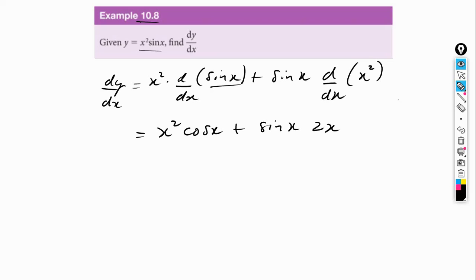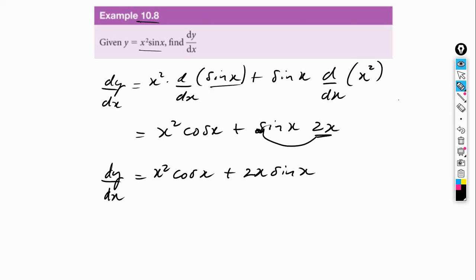And normally we like to write this with the 2x in front of the sine expression or cosine or whatever other trigonometric function you might have. So in the end, we can say that the derivative of y is going to be x squared cosine of x plus 2x sine of x.